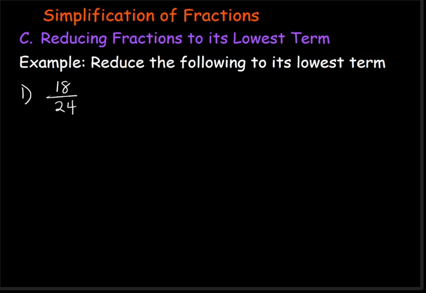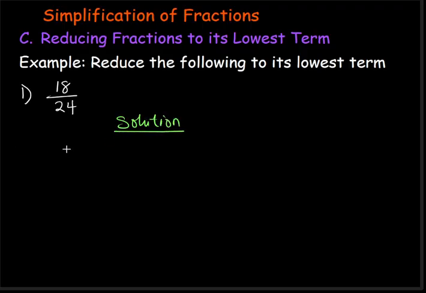So we are in part C of simplification of fractions, which is reducing fractions to its lowest term. So let's see what we'll be having under this. Let's look at the principle for reducing fractions to its lowest term. Solution: we have to reduce 18 over 24 to its lowest term.